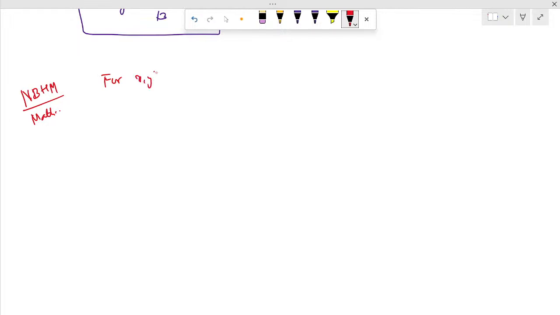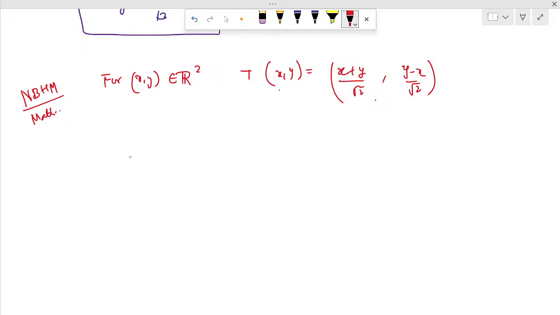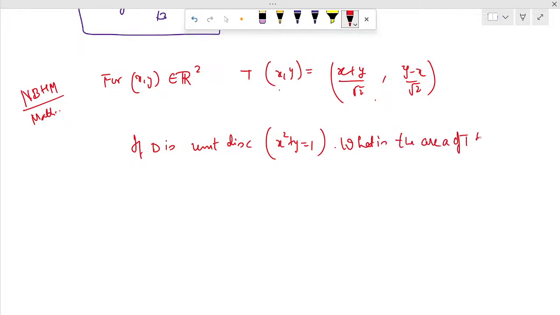(x, y) belongs to R square, there was a transformation that was defined. This is T(x, y), which is (x plus y)/root 2, and you have (y minus x)/root 2. This is how your coordinates are defined. That is, this is a transformation from R square to R square only. And it says that if D is a unit disk, meaning x square plus y square equal to 1, what is the area of TD?